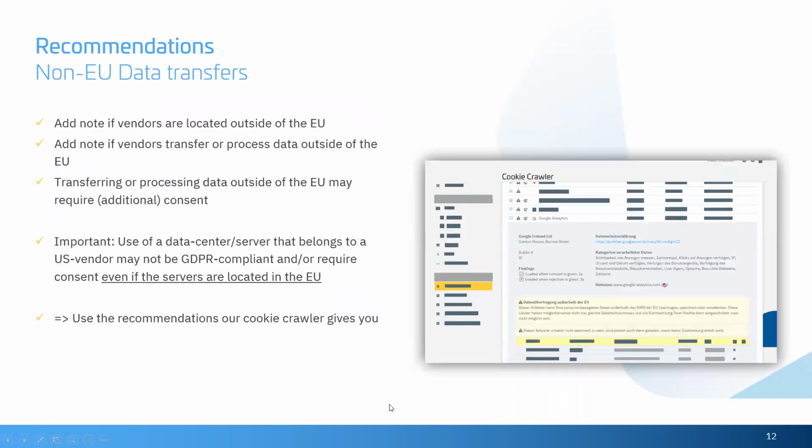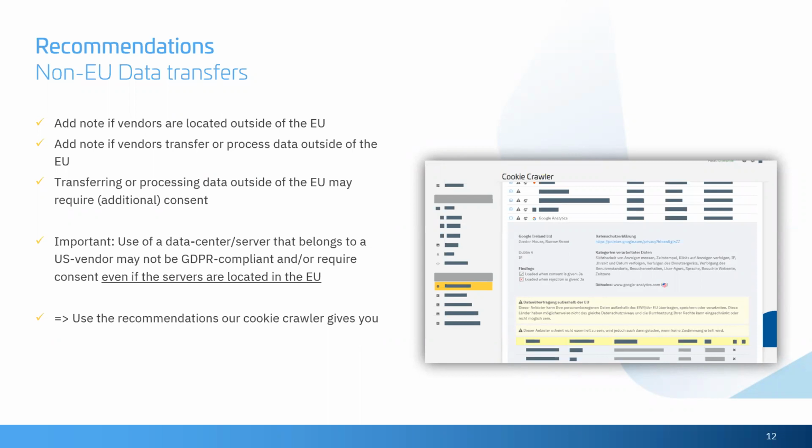Another recommendation on non-EU data transfers. So all the vendors that are located outside of the EU, or vendors that basically receive or transfer or process data outside of the EU, they are, let's say, tricky at the moment. As said, the Schrems 1 and Schrems 2 court rulings kind of made it not impossible, but harder to transfer data into the US. So if you have vendors on your website that are US vendors or process the data in the US, you might need to add additional safeguards or additional notes at least.